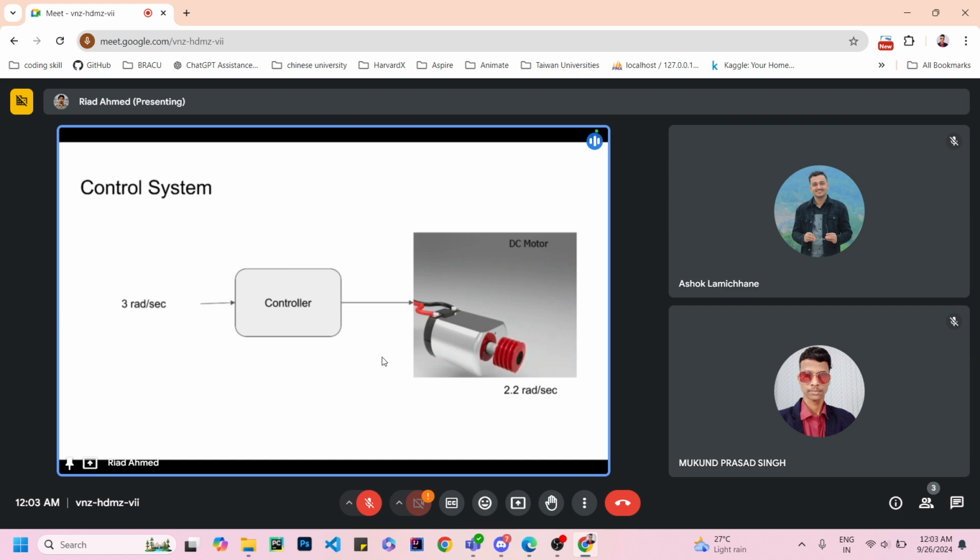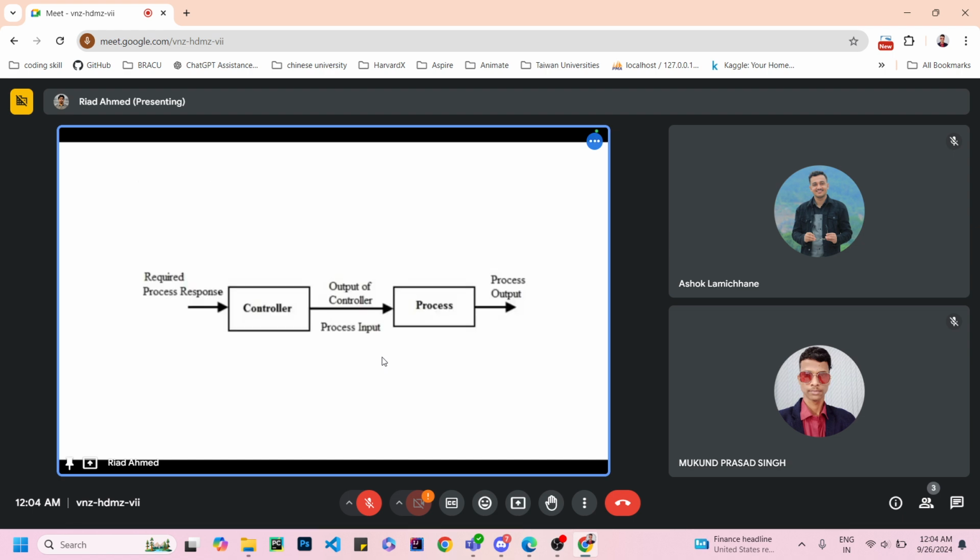You will set a predefined value, and you will evaluate whether the output value is deviating from the value that you have set or not. If the output value is not deviating, that means the controller is working fine. So you can represent these same things with a diagram.